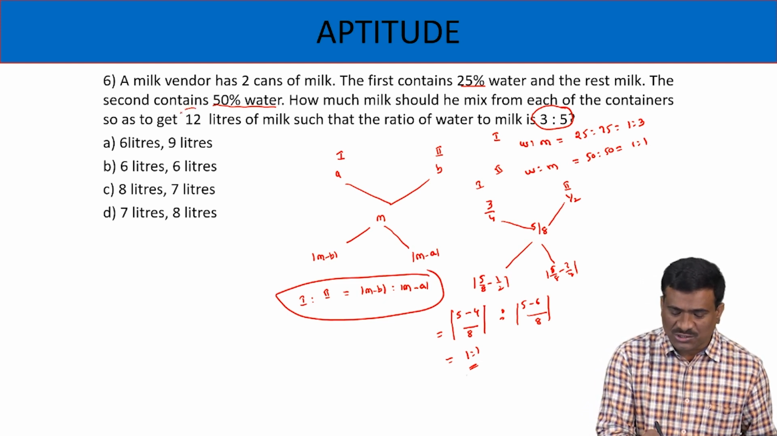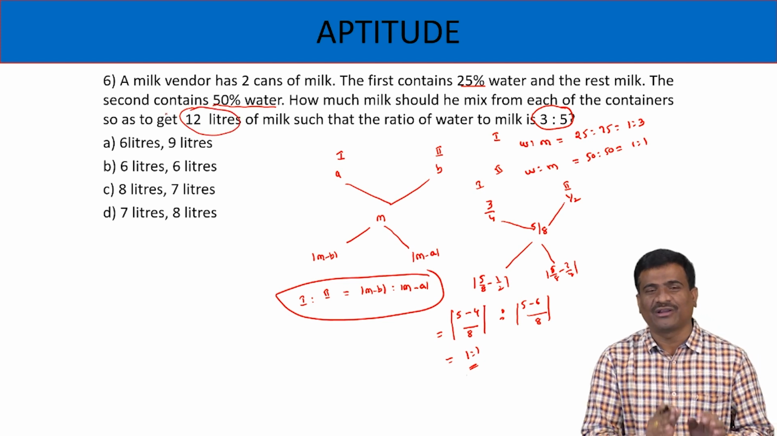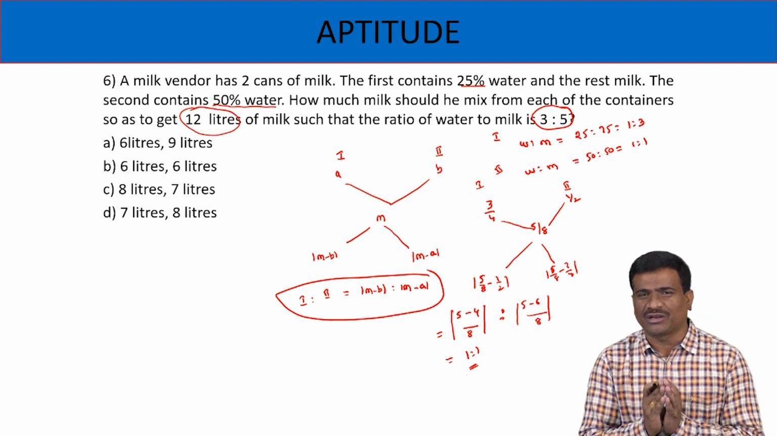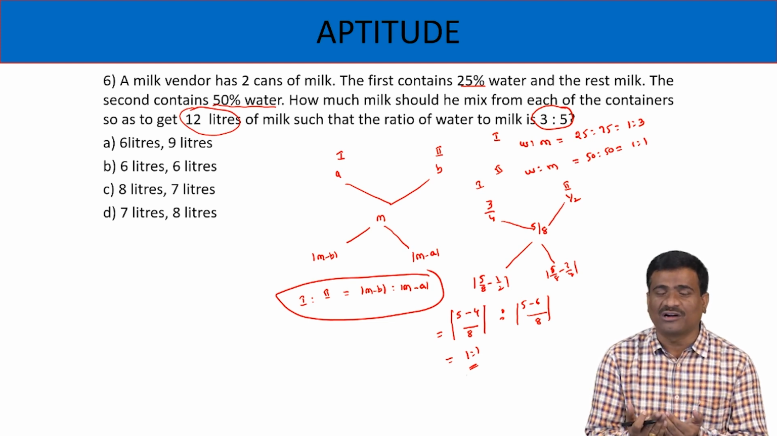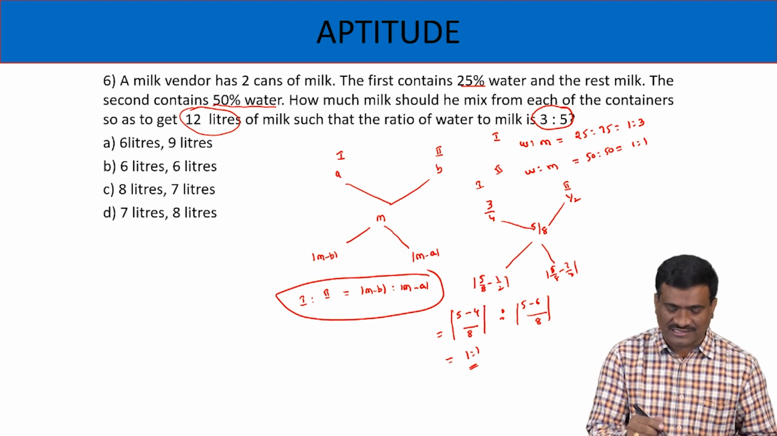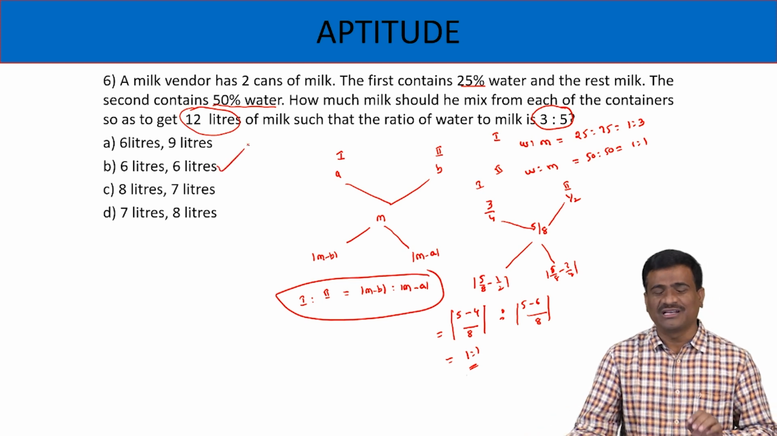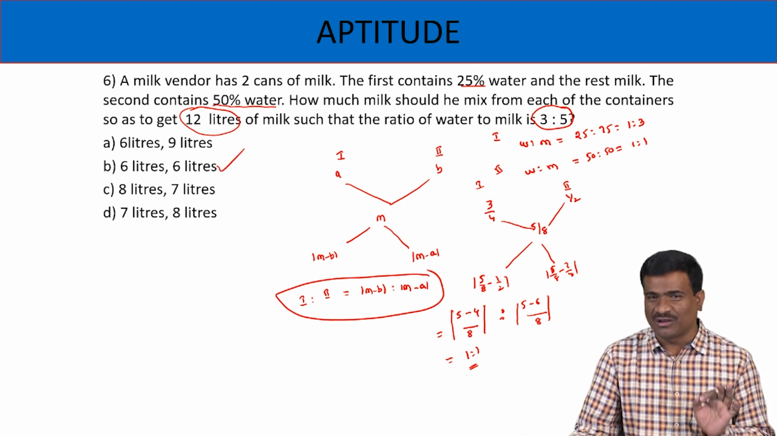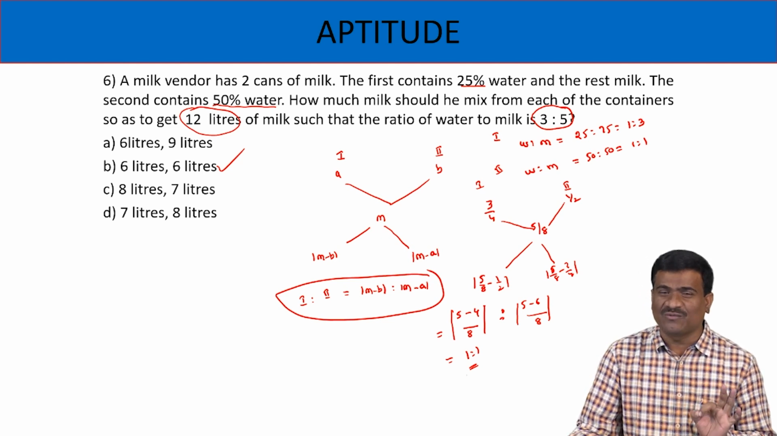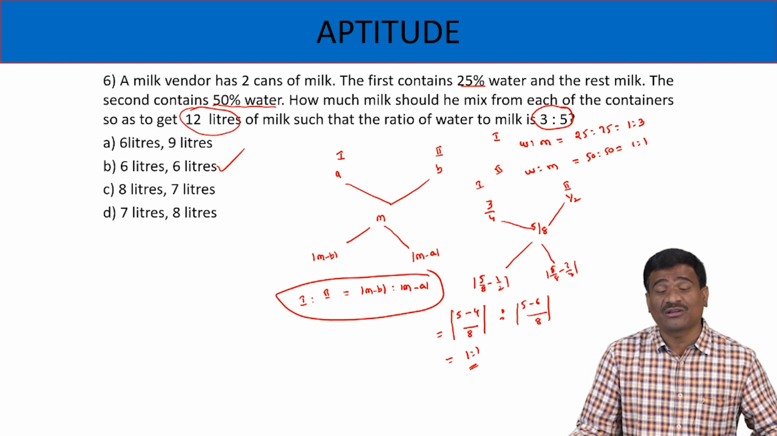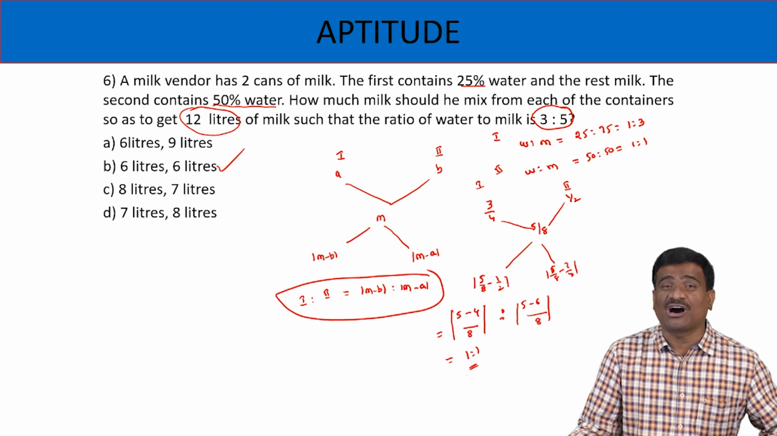Total quantity 12 liters. Calculate the water quantity and milk quantity. 1 is to 1 means 50 percentage, 50 percentage. So the answer is 6 liters and 6 liters. Option B only is correct. This is about the 6th example. Once again, only the concept is important. A type 1 variety means the first can's cost price. Cost price of the first can means cost price of water plus cost price of milk.